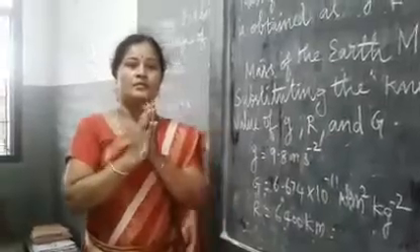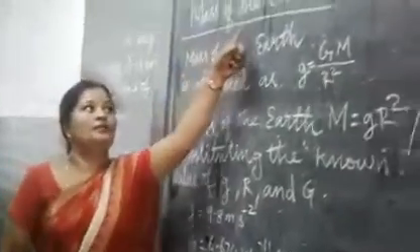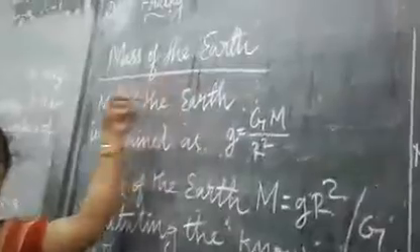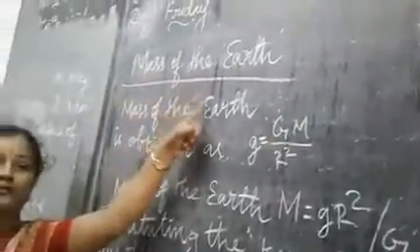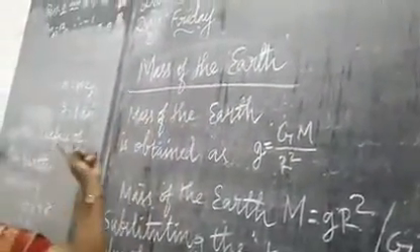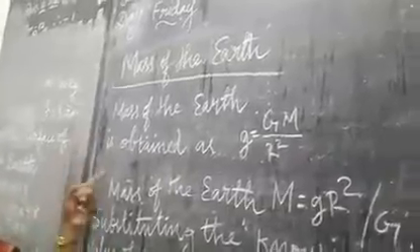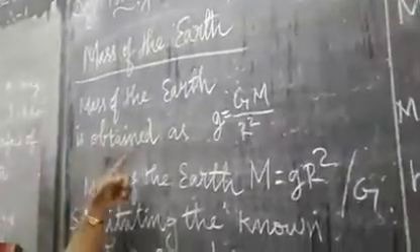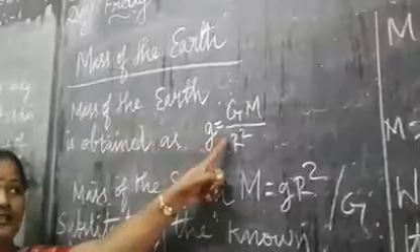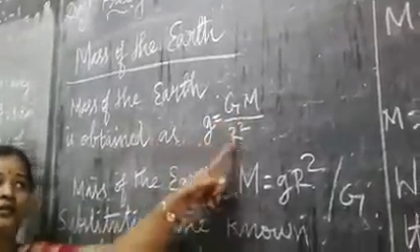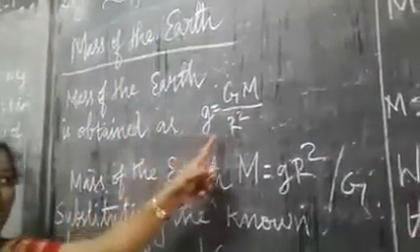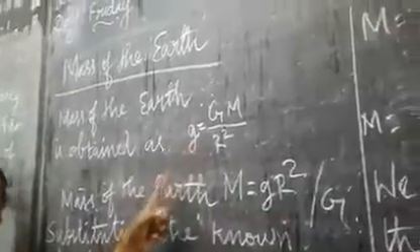Good morning students. Next we will study the mass of the earth. How can we calculate the mass of the earth? In the previous class we studied the difference between small g and capital G. We derived the equation small g is equal to GM by R square. So we can calculate the mass of the earth from this equation.